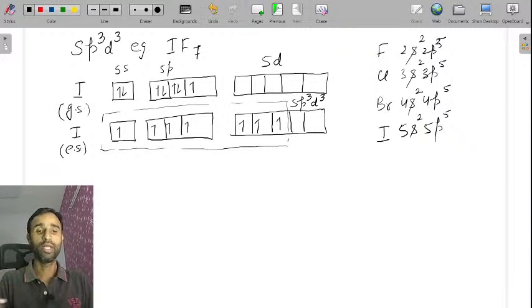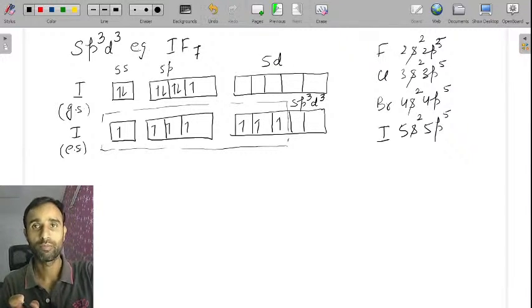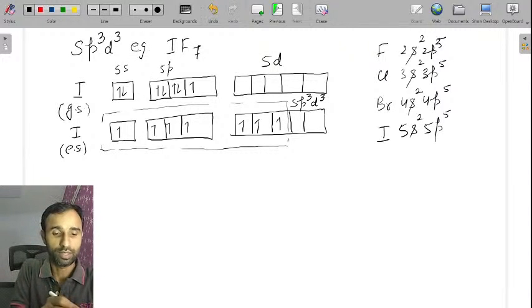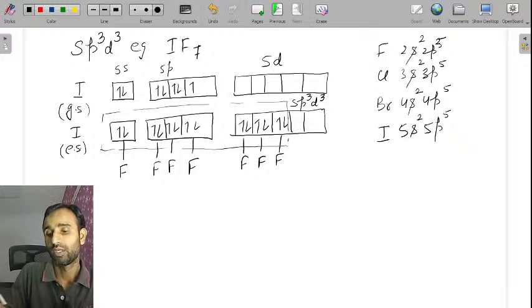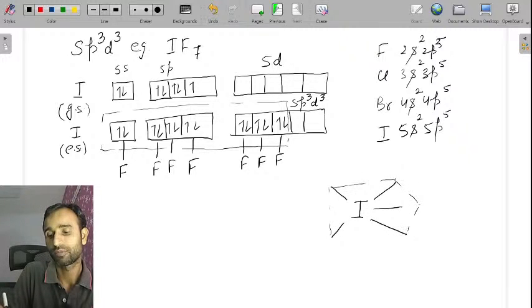sp3d3 hybridization हो गई। अब इसके साथ साथ क्या हुआ है कि हर एक जो है, that overlaps with the 2p orbital of fluorine. Done. So iodine, there are 5 fluorine that form the pentagon, and 2, one above the plane, the other below the plane.